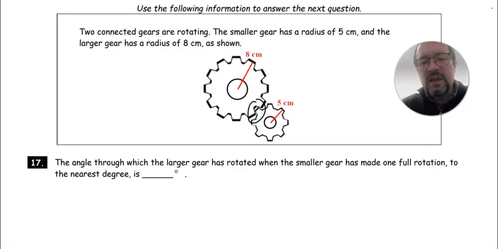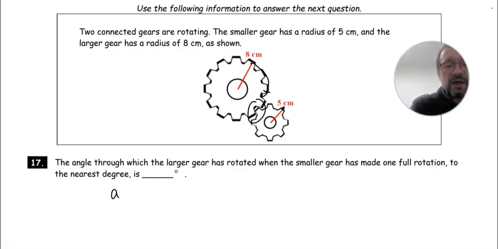So what we're saying here is that because they're connected here, whatever distance a single point on the circumference of this particular gear is going to make, that's going to be the distance that this also rotates. And then we've got to convert that into an angle here. So basically we're asking what's the circumference in one rotation, what's the circumference of that smaller gear?